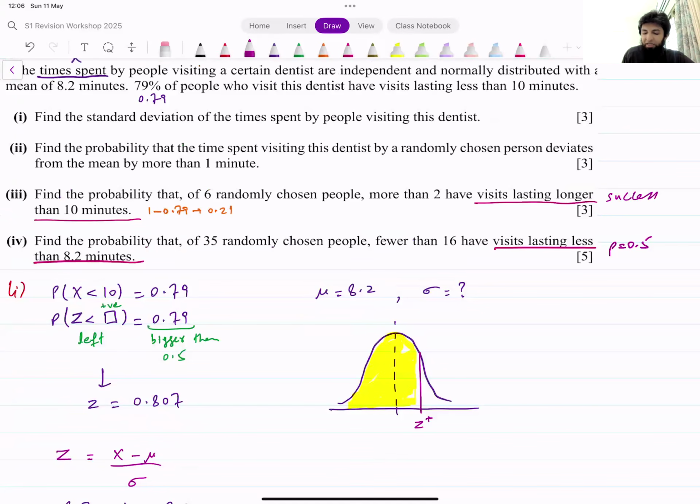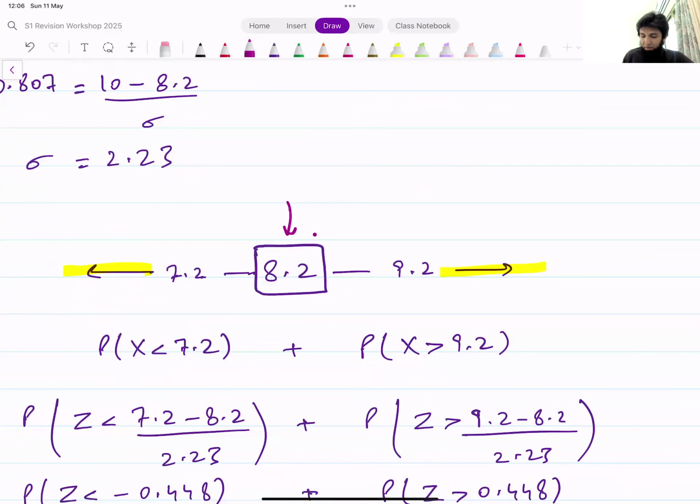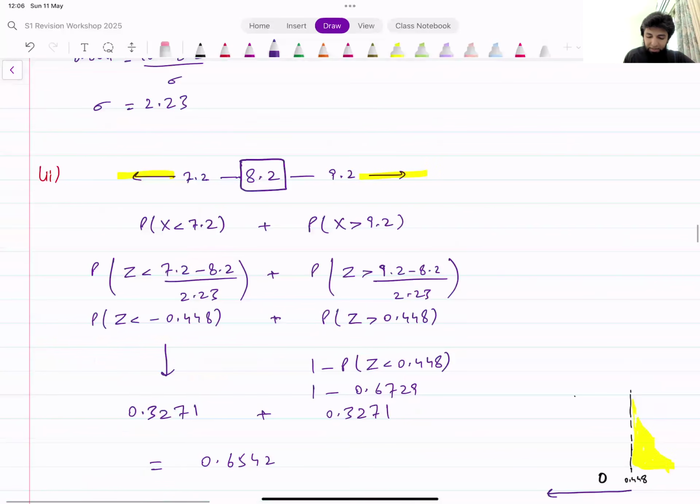If it deviates from the mean by more than 1 minute, that means if you've got 8.2 here in the middle, 1 minute on this side is going to take us to 9.2, and 1 minute on the other side is going to take us to 7.2. It deviates more than 1 minute, so we are either in this region to the left of 7.2 or in this region to the right of 9.2. These are the two regions that satisfy that condition. So the probability we're looking for is the probability of X being less than 7.2 and the probability of X being greater than 9.2.